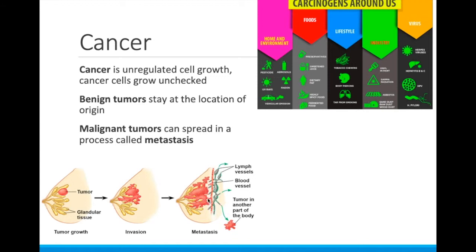A malignant tumor is a tumor that spreads in a process called metastasis. So metastasizing is when the tumor can break off and get into the blood or the lymph and spread to another part of the body. This is how you get something like colon cancer that eventually spreads and becomes lymphatic cancer. It's not because it's a new cancer, it's because cancer cells that started in one spot broke off, moved to the new spot, and then reformed and started making new tumors.